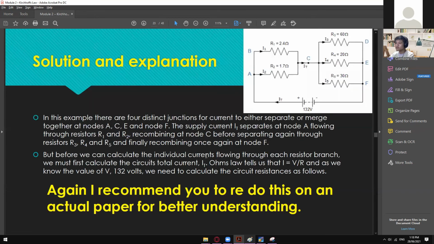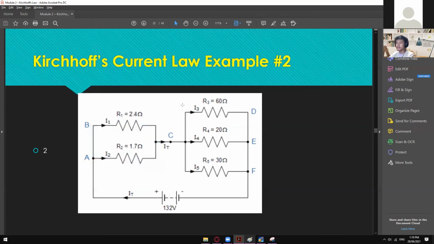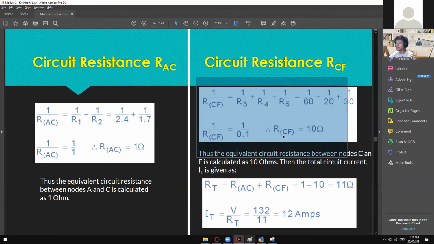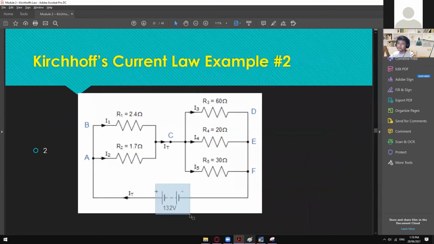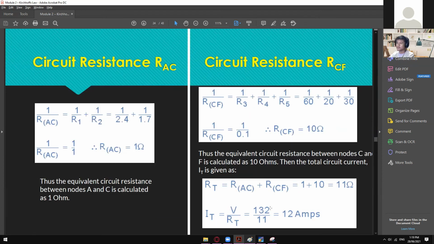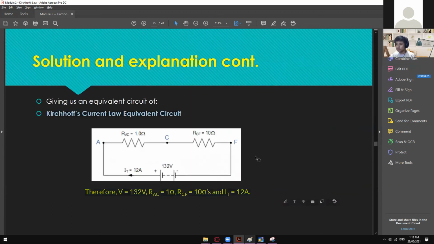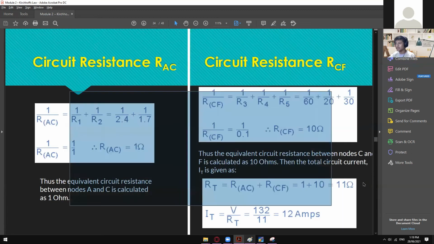But in here, what we simply did is we combined these two and these three into one value each. This is the computation for the RAC, and this is the computation for the RCF. After that, we can now get the total resistance. So 1 plus 10, that's your total resistance. That is why we have RT equal to 11 right here. And for the VT, we have 132 volts, which is the original voltage source right here. Since we are getting the I total, we have to get the total values of your voltage and R total. So 132 divided by 11, you'll get 12 ampere. Okay, so that is now the value of your IT right here. After that, of course, after simplifying or getting these values right here, you can now have this one.